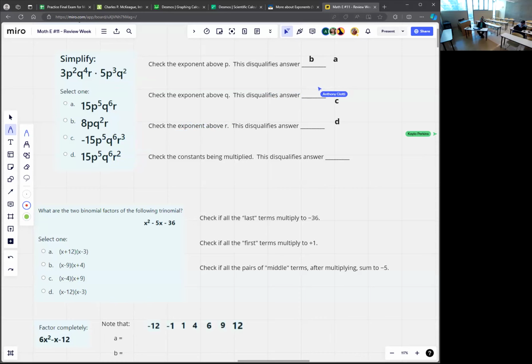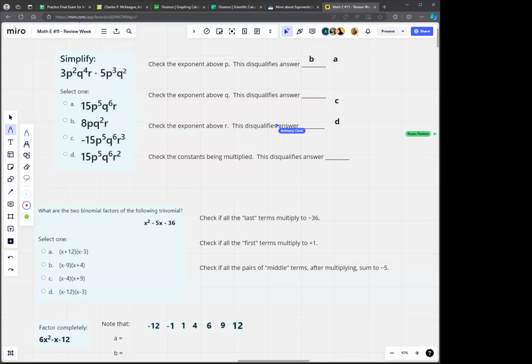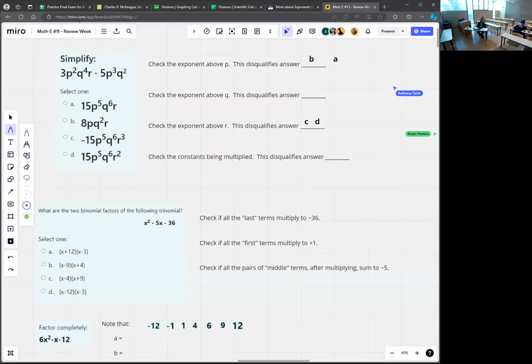Okay, next one, check the exponent above R. What should it be? 1, just a plain R. Yeah, that disqualifies C. And D, right? So we know it has to be A without really doing anything tricky.